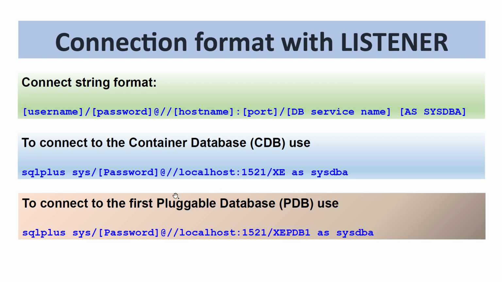If you want to connect to the first pluggable database which gets created automatically, the connection string will be exactly the same. However, instead of XC, you will use XC PDB1. So SQL Plus sys password at localhost 1521 XC PDB1 as sysdba.